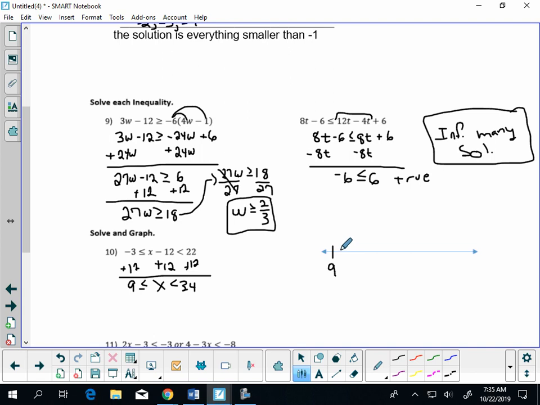What would be a good number to count by? Fives: 14, 19, 24, 29, 34. It's going to be a closed dot at 9, and I'm going to shade in between. The way I always remember it is that x is in between those two numbers, so I'm going to shade in between those two numbers.